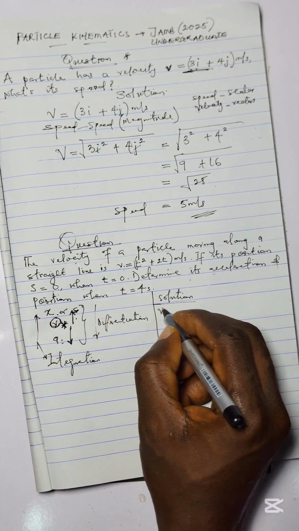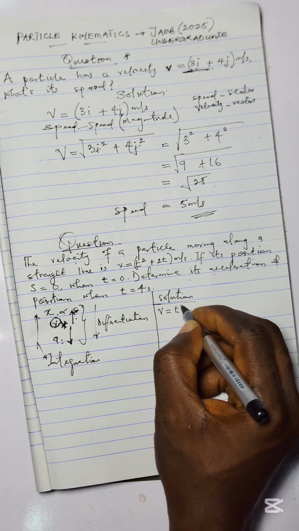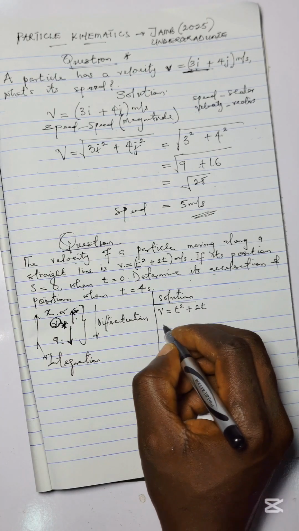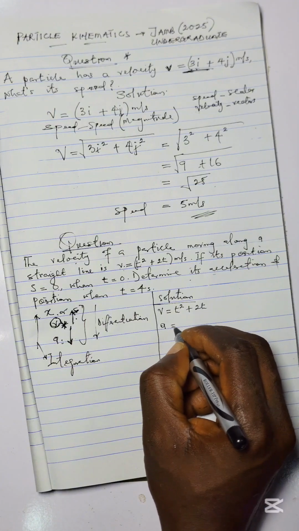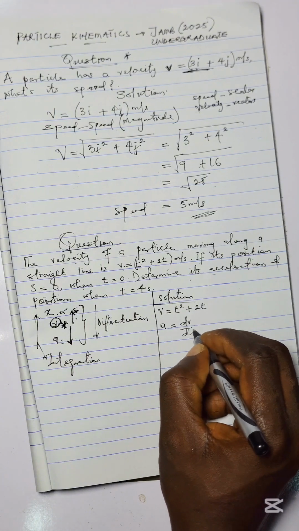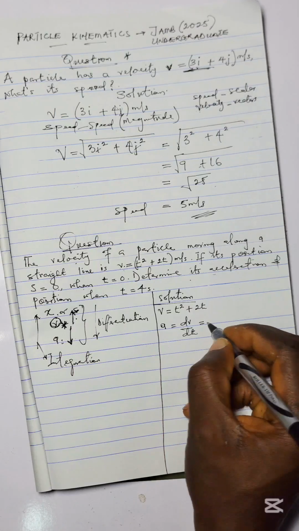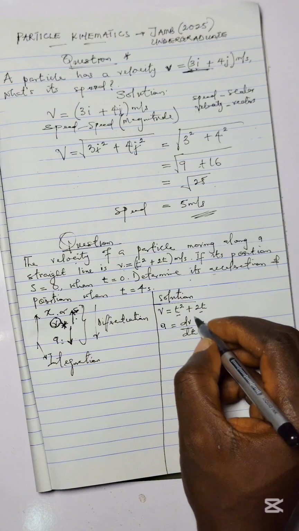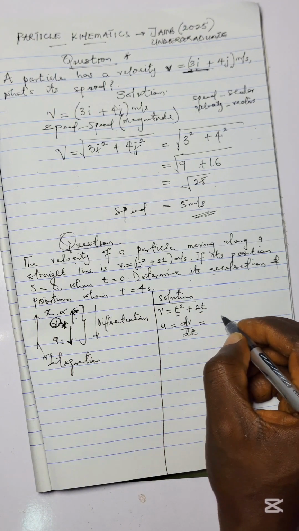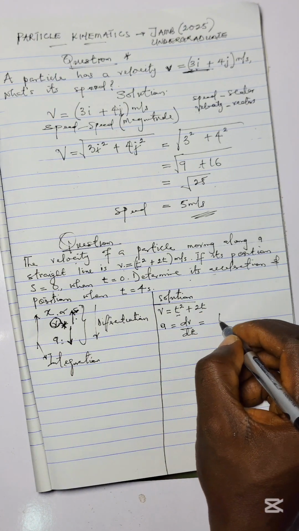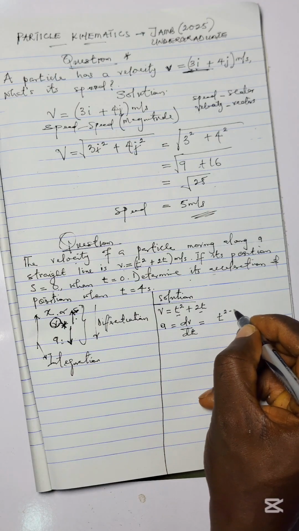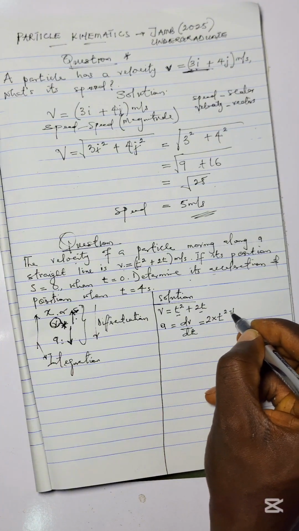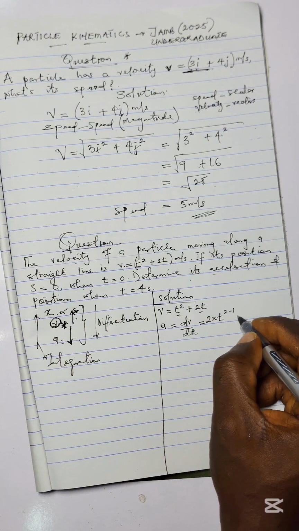So let me write out the question. We have V equals t squared plus 2t. Now, let's get acceleration first. To get our acceleration from velocity, which is dv over dt, we are going to differentiate each of these quantities. To differentiate t squared, according to mathematics, the shortcut is we subtract 1 from the power, then we use that power to multiply the whole function. That's for the first one.